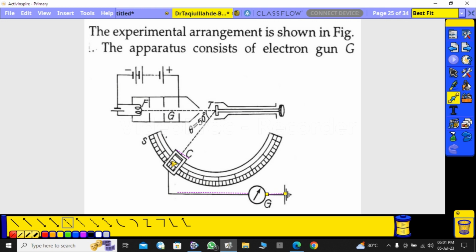So alternatively, as you move this cylinder, what will happen? At one point you will get a current, at one point you will not get the current, at one point you will get the current, at one point you will not. So you will find a difference, just like the presence and absence of light in the diffraction experiment. Similarly, you will find the presence and absence of electrons.